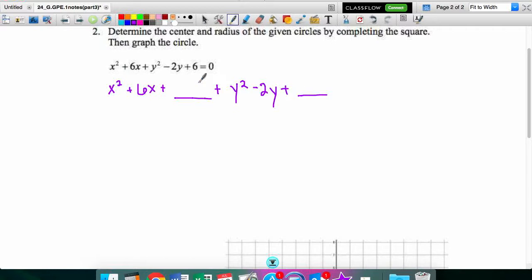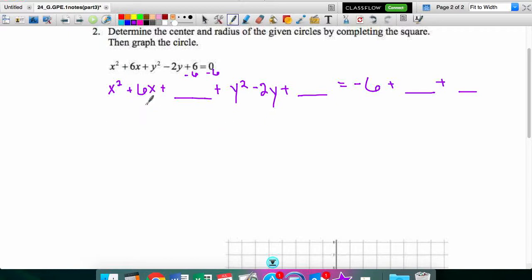Now in this problem, I have a 6 that's on the left, and we don't want any of those constants on the left side, so we're going to get rid of it by subtracting 6 from both sides. In doing so, that moves the 6 over to the right. 0 minus 6 gives us negative 6. Again, on the right-hand side, we're going to add the two values that we're adding to complete the square for our x's and y's.